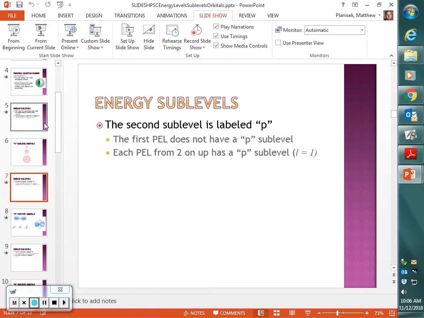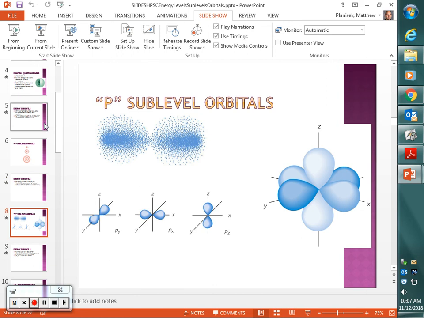Notice you said that P orbitals have what shape to them? All P orbitals are what shape? Hourglasses, right? Notice that the hourglasses don't show up until we get to the red on my drawing. The first level, there are no yellow hourglasses. Red is the first level where hourglasses show up. So every principal energy level from 2 on up has a P sublevel, and that means we have P orbitals. And these are what our P orbitals look like. They look like hourglasses. One on the x-axis, one on the y-axis, one on the z-axis.